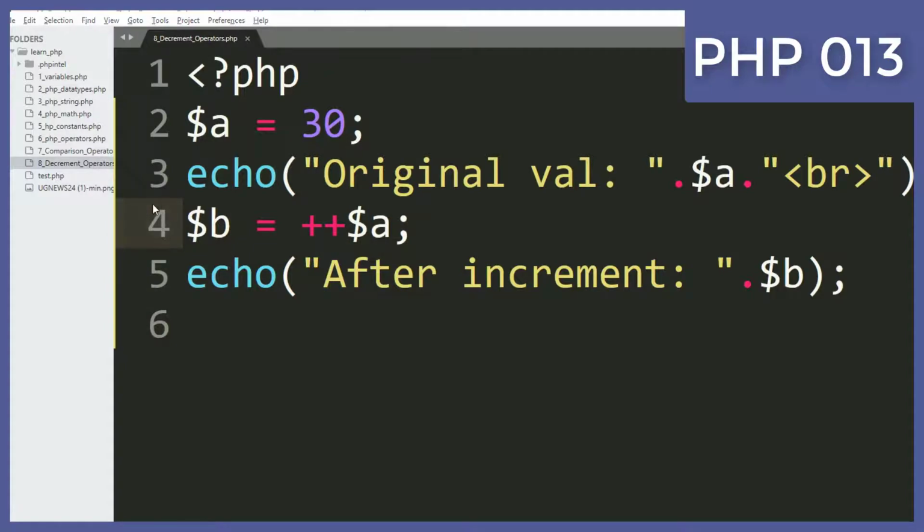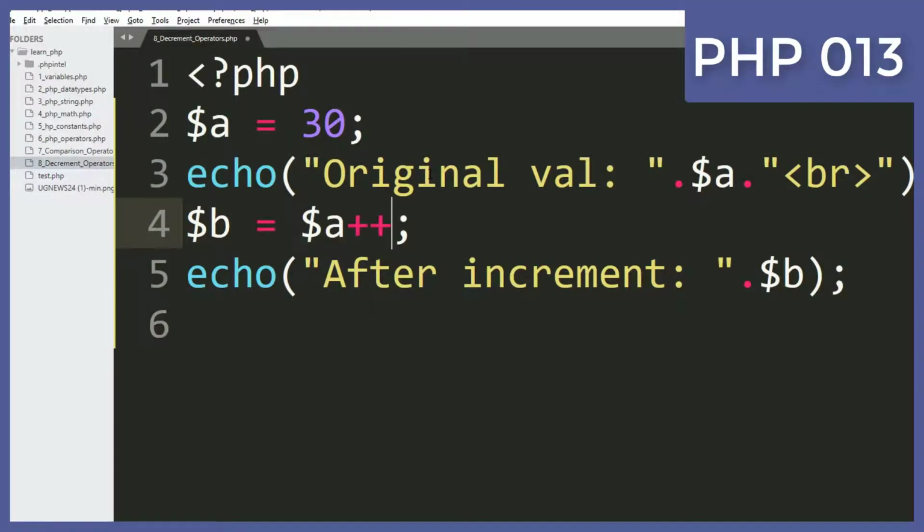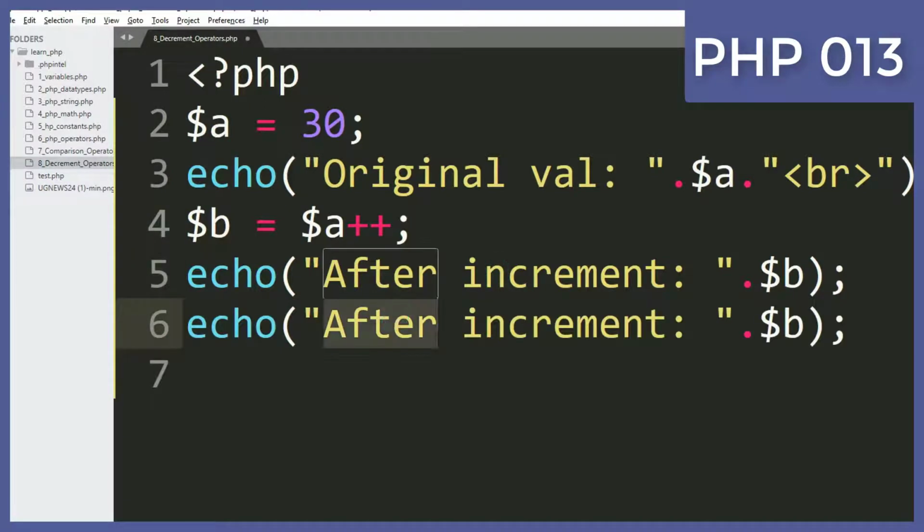That's why you see there was a change in B, because it did pre-increment: it first adds and then returns. But post-increment will first return the original value, then add. So it will return 30 first, so in B we shall have 30, and then A will change later. But A will always change. So let me put here after increment B and after increment A.